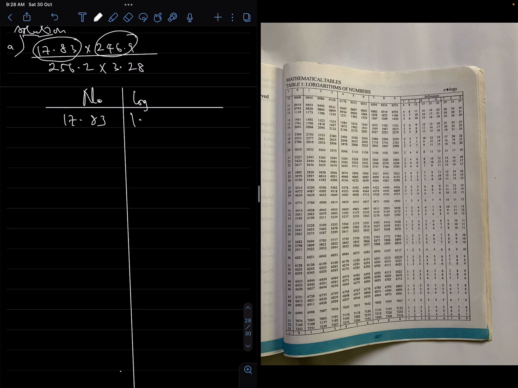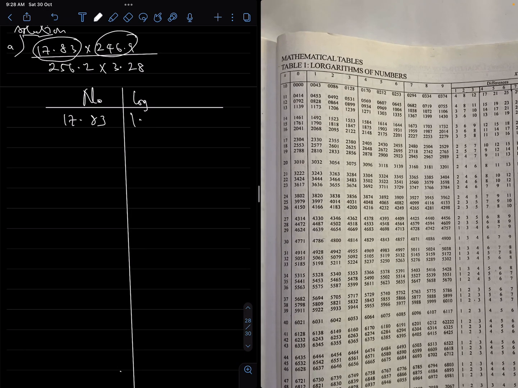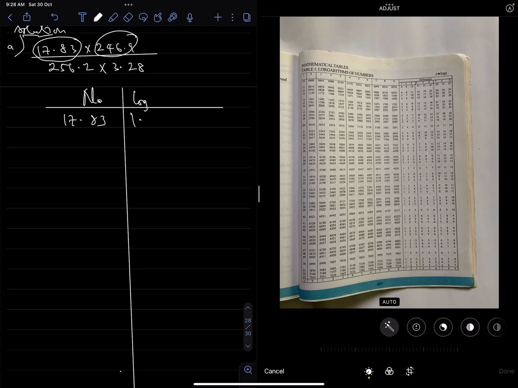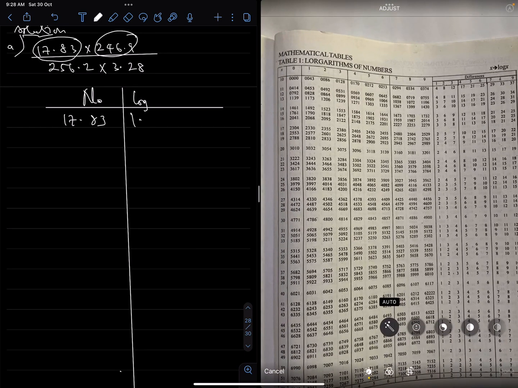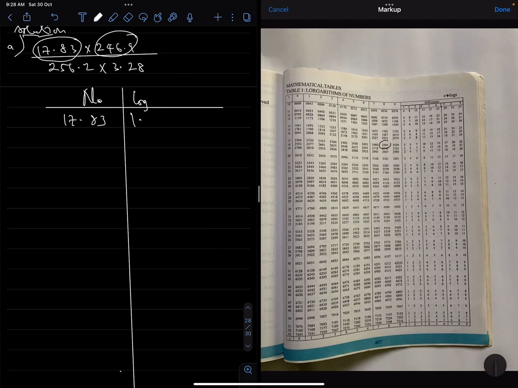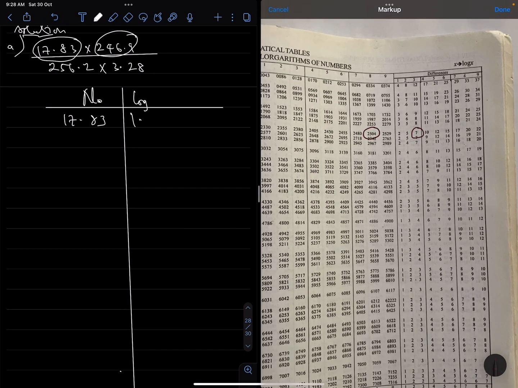So now let's see how to read the log 17 under 8. Look at that. You come here. What's 17 under 8? The number is 17, and you go to the 8 column. What's the difference? Difference 3. What's the difference? 1, 2, 3. It is 7.